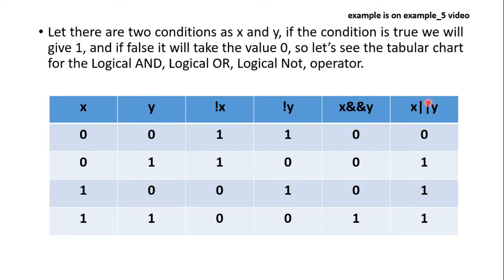Now OR. In OR, both are false, so it is false. If any of them is true, it is true. Both are true, so it is true. So basically we can say that AND is the product and OR is the summation, but this is not the correct approach to understand this, but it will help to understand the fact that 0 into 0 is 0, 0 into 1 is 0, so multiplication with 0 is 0, but for addition if any of them is 1, the result is 1.